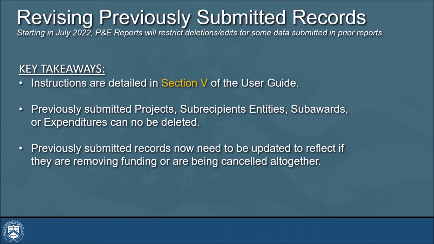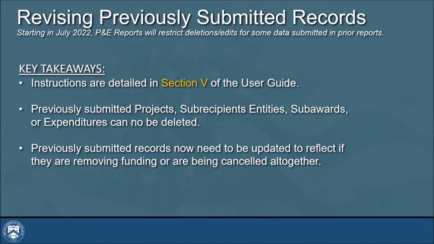So the first topic that our demo will cover is revising previously submitted records. Some key takeaways here. First of all, the instructions on revising previously submitted records are detailed in Section 5 of the user guide. Now, in the July 2022 report, for the first time, we are rolling out the function whereby previously submitted projects, subrecipients, contractors, or beneficiary entities, subawards or direct payments, or expenditure records can no longer be deleted if they were submitted as part of a prior report.